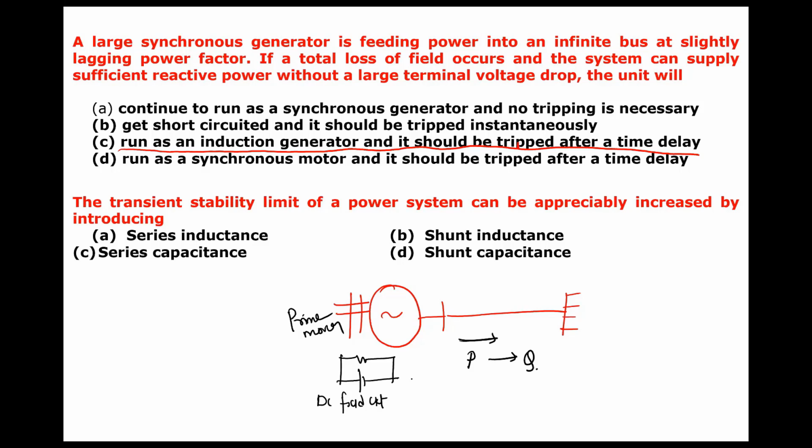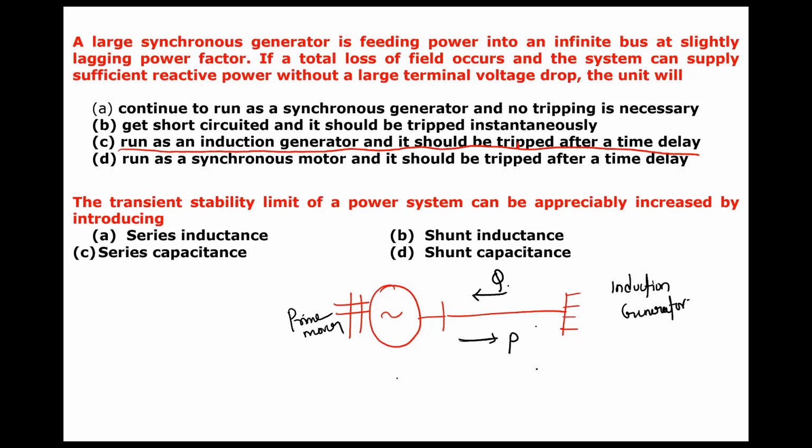Suppose the field circuit gets disconnected, because of some fault the field circuit is disconnected, then what will happen? It will supply real power to the infinite bus bar, but it will draw reactive power. Why is reactive power required? To establish the magnetic field between stator and rotor. So that reactive power it draws from the infinite bus bar. This operation is called induction generator operation, where it supplies the real power and absorbs the reactive power. Understand?